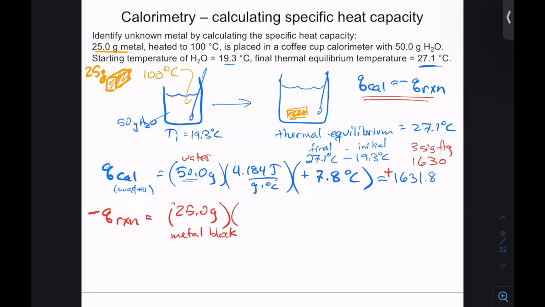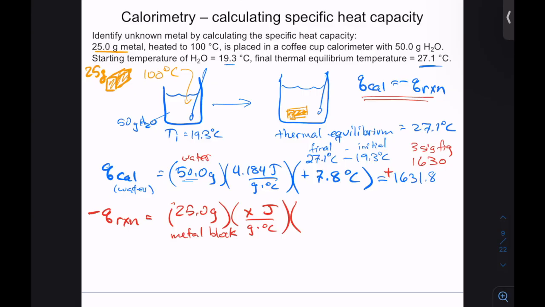times the specific heat capacity of the metal block, which is what we're trying to calculate. So we don't know what that is yet. So that's going to be X joules per gram degree Celsius times the change in temperature that was experienced by the metal block. It's not going to be 7.8 degrees Celsius because it has a different specific heat capacity. It takes either a lot more or a lot less energy to have that metal experience a change of 1 degree Celsius than it does for 1 gram of water.